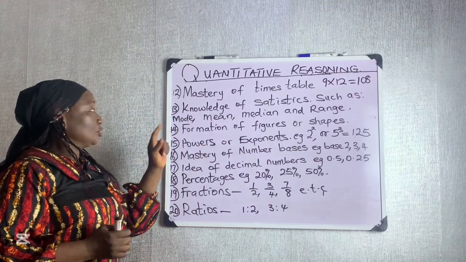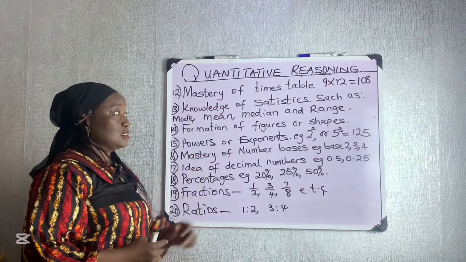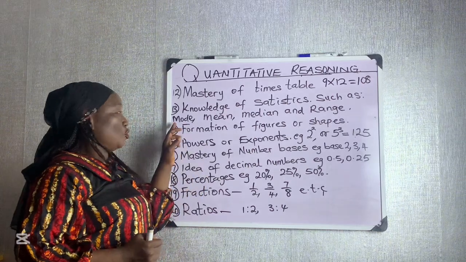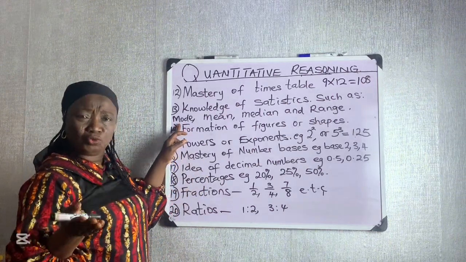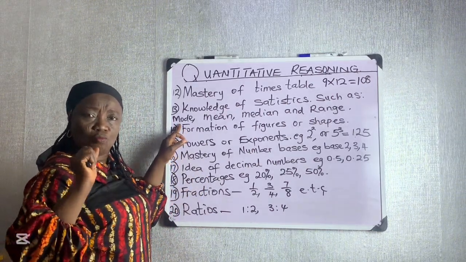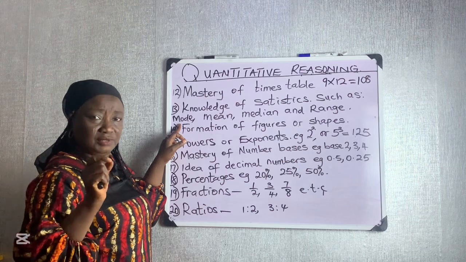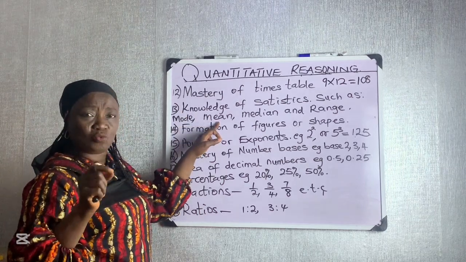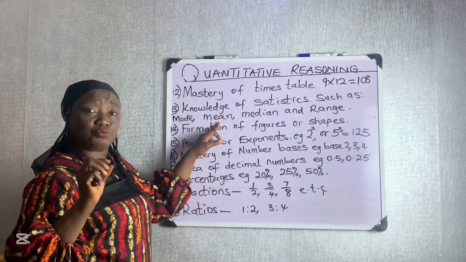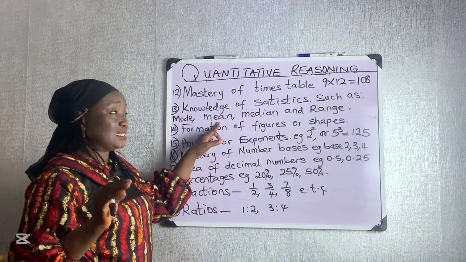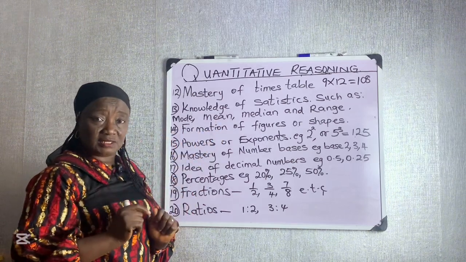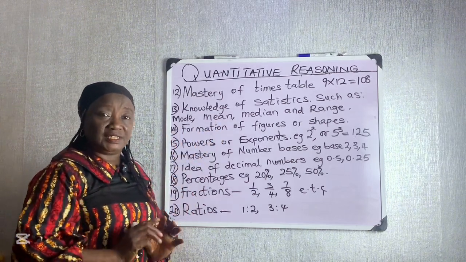Number 13, knowledge of statistics such as mode. What is mode? The number that occurs most in a given set of numbers. Another one is mean. What is mean? Mean can also be called average. That is the addition of all the numbers divided by how many they are.